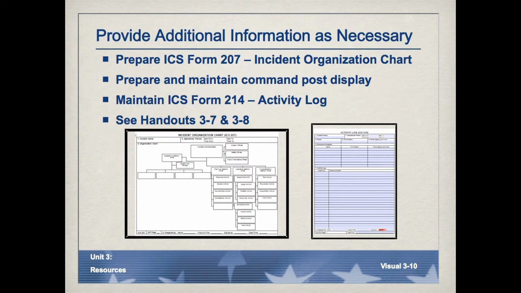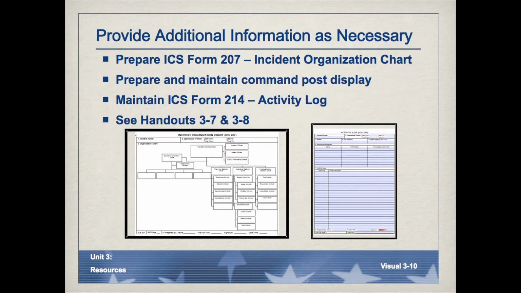Other forms that the resource unit leader is a critical part of is the ICS Form 207, which is the incident organizational chart. This is used to indicate what ICS organizational elements are currently activated and the names of the personnel who are staffing each element. The personnel who are responsible for managing the organizational positions are listed in each box as appropriate. This is prepared by the resource unit leader and posted along with the other displays at the incident command post. A chart is completed for each operational period and updated when organizational changes occur.